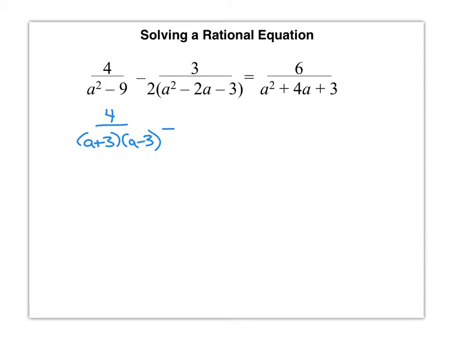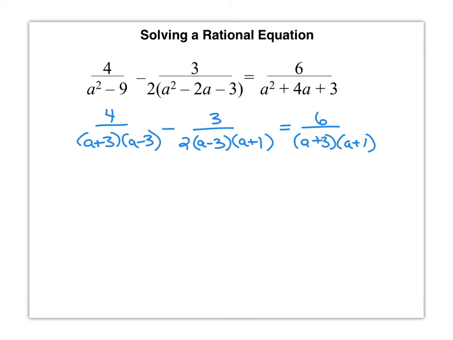The second fraction becomes 3 over 2, and the factored form of the trinomial is a minus 3 and a plus 1, the factors of negative 3 that add up to negative 2. And that is equal to the right side, in factored form, a plus 3 and a plus 1.